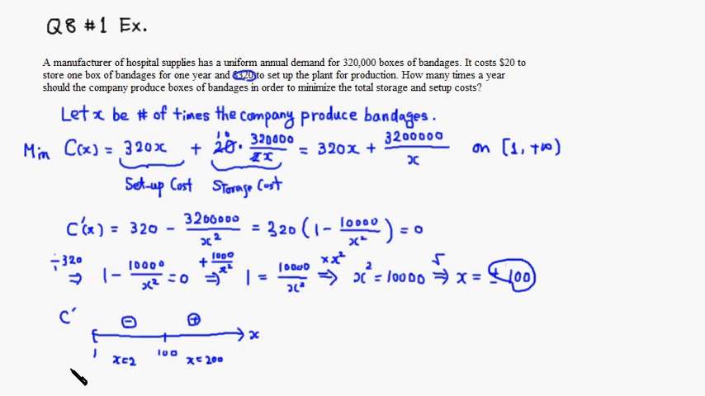This is nice because now we know that the cost function is decreasing before x equals 100 and increasing after x equals 100. So at the critical number, it achieves the minimum value. We know that x equals 100. So how many times? 100 times. The answer is 100 times.